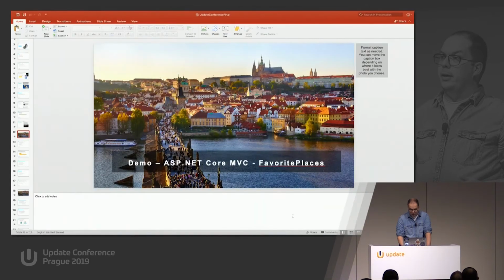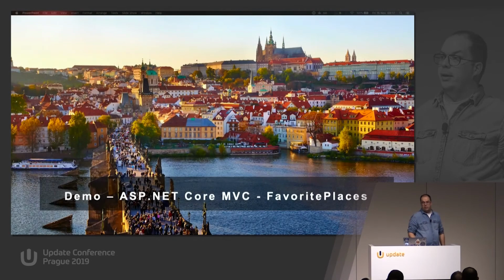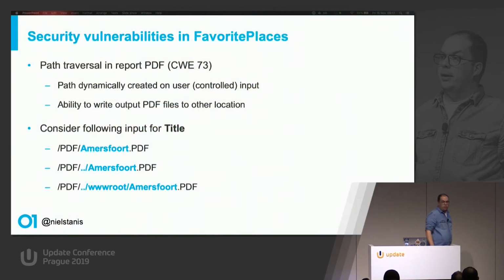Let me move back to my slides and just briefly recap the demos we've seen. The path traversal, also known as CWE-73, means dynamic path creation, and it gives us the ability to overwrite files or write files in locations where it's not intended to be written. There are limitations because the component itself adds the .pdf extension, but keep in mind that operating systems have limitations on file names and paths and how long they can be.